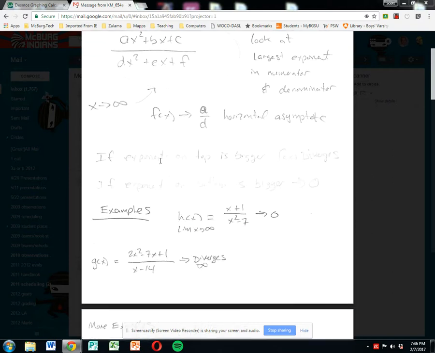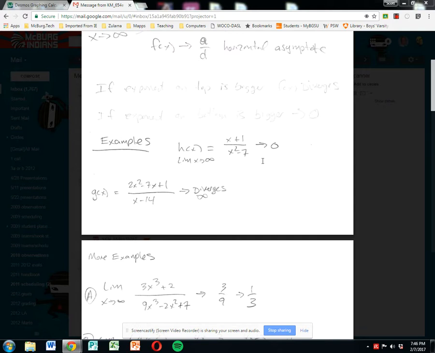Okay? If the exponent on the numerator is bigger, the function diverges to either infinity or negative infinity. If the exponent on the bottom is bigger, it has a horizontal asymptote of 0. And I'll give you some examples. So here's one. What's the limit of this rational function as x approaches infinity? Numerator, exponent of 1. Bottom, the degree is 2. Since the denominator has a larger degree, this has a horizontal asymptote at 0.